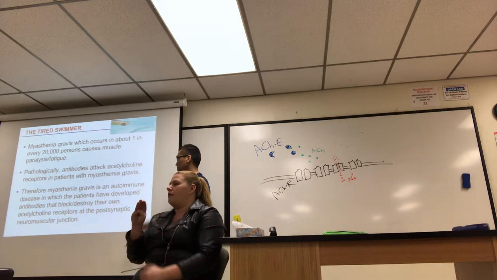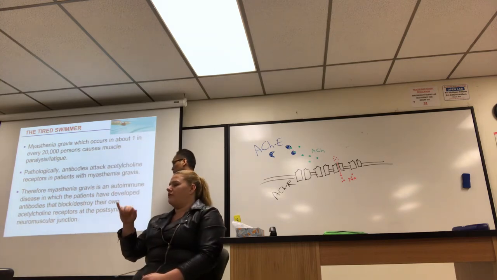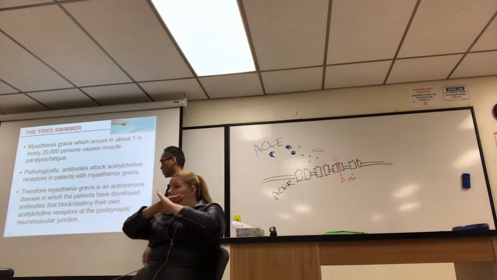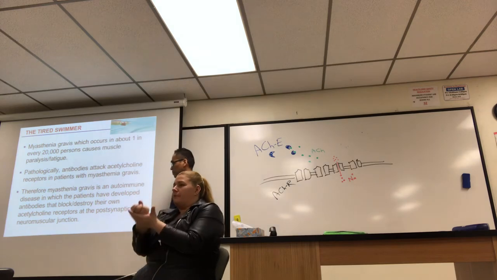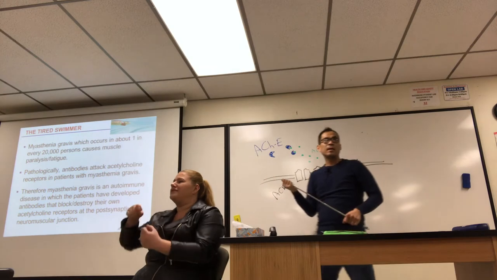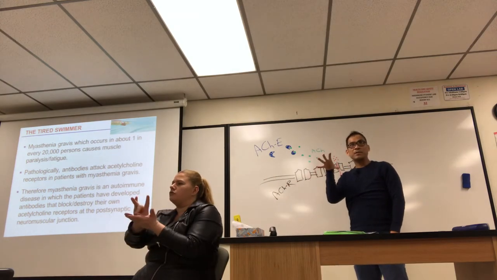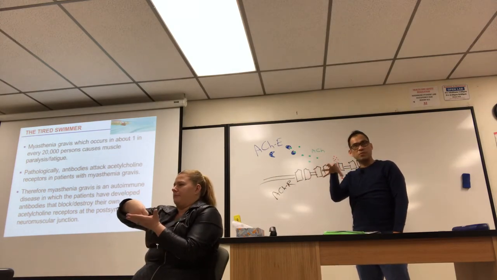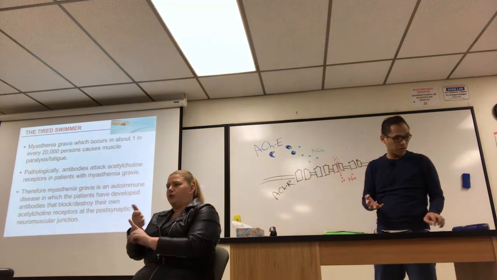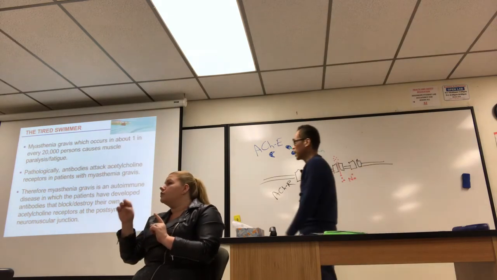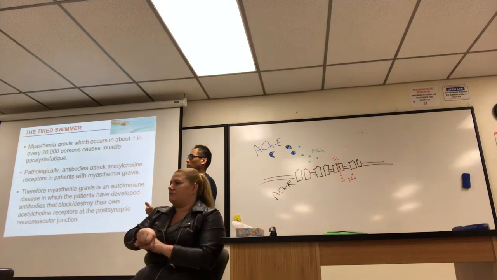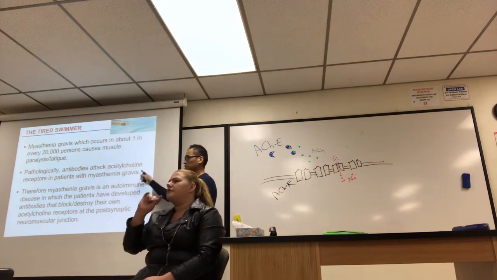Therefore, myasthenia gravis is an autoimmune disease in which the patients have developed antibodies that block or destroy their own acetylcholine receptors at the postsynaptic neuromuscular junction. Usually what happens is, as a mistake, antibodies bind to something that's yourself, and it's usually not supposed to do that. But in cases where maybe you have a tumor, and it takes on the appearance of another molecule that is in your own body, like ACHR.